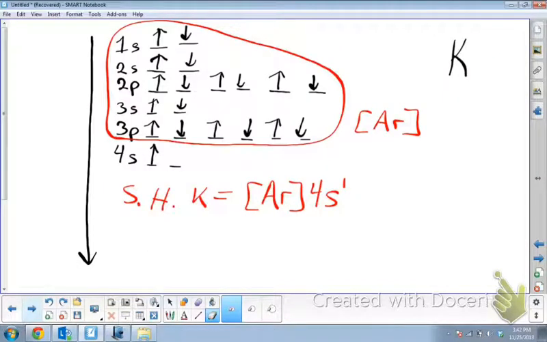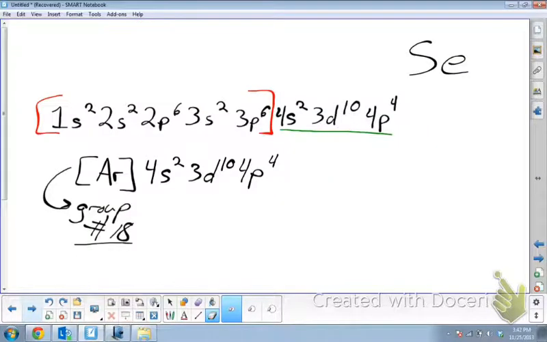So I gave an example of the element potassium. We can also write things in shorthand notation, for instance, selenium. Selenium has the electron configuration 1s2, 2s2, 2p6, 3s2, 3p6, 4s2, 3d10, 4p4. Now we write in brackets the closest previous noble gas, and in this case that's argon, which is a group 18 element. Then we write everything after the noble gas: 4s2, 3d10, 4p4. That is the shorthand electron configuration for selenium.